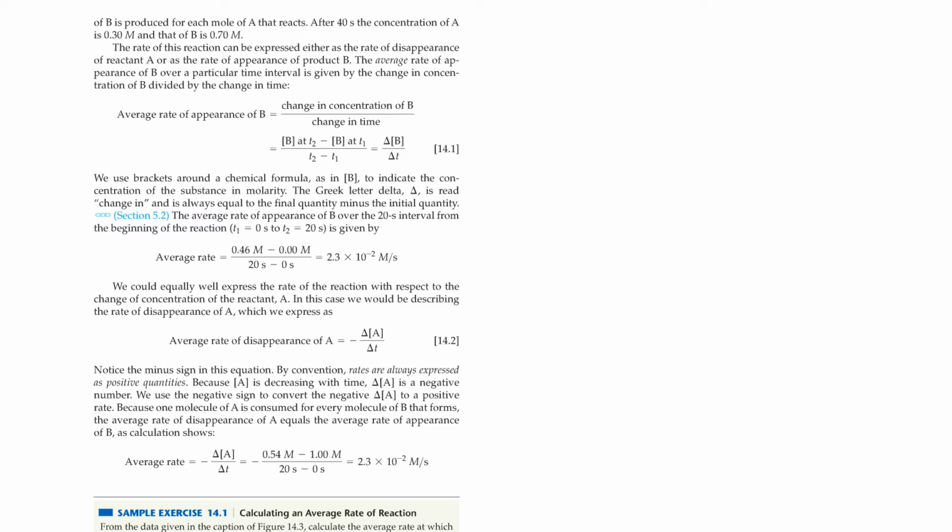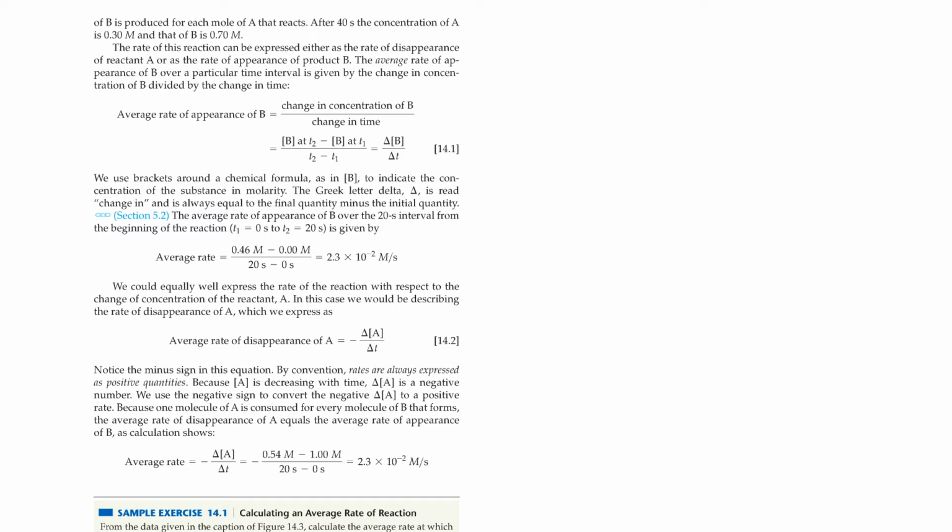The average rate of appearance of B over a particular time interval is given by the change in concentration of B divided by the change in time. So the average rate of appearance of B is the change in the concentration of B over the change in time. That equals the concentration at the second time, T2, minus the concentration at the first time, T1, divided by the change in time. We use brackets around the chemical formula, as in [B], to indicate the concentration of the substance in molarity. The Greek letter delta is read "change in" and is always equal to the final quantity minus the initial quantity.